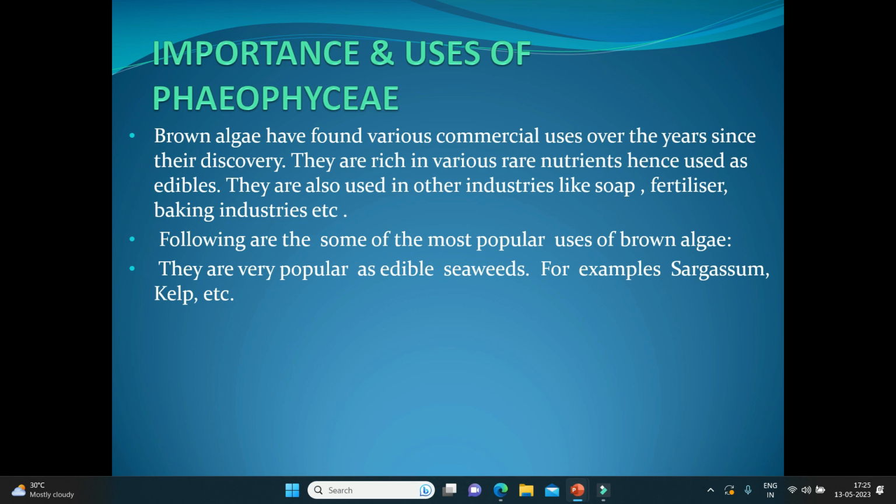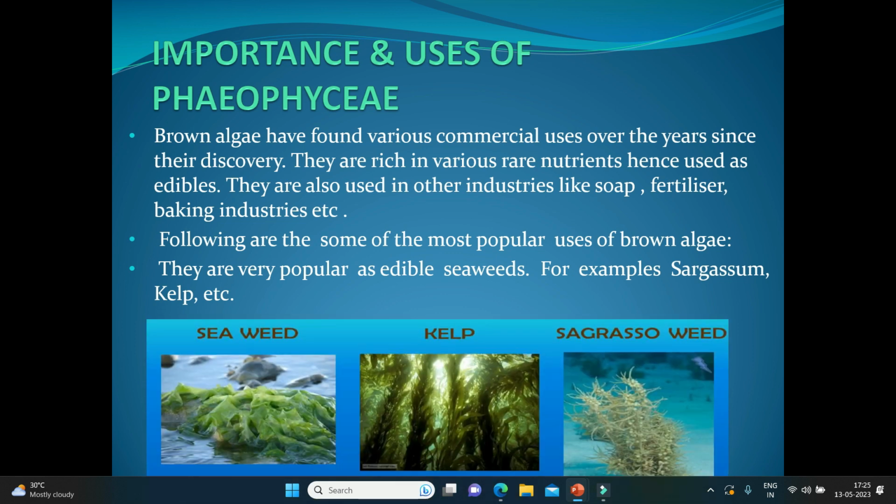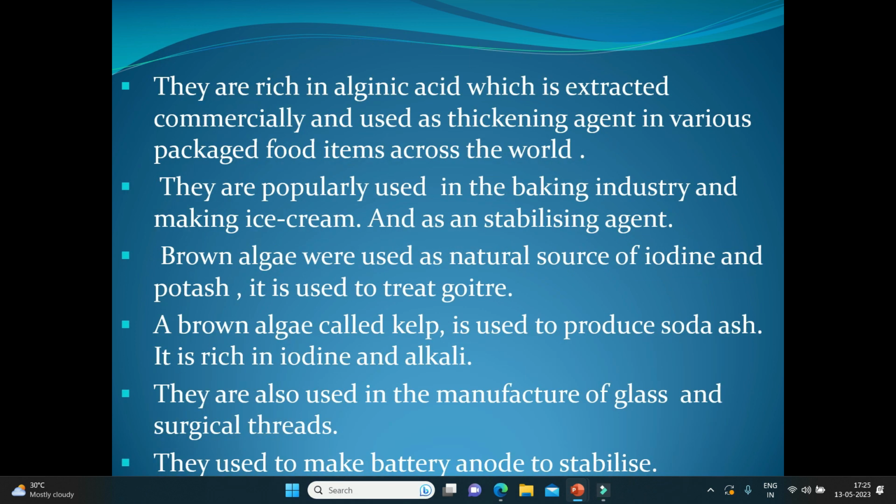And here we can see the popular brown algae: seaweed, kelp, and sargassum weed. They are rich in organic acid, so they are extracted commercially and used as a thickening agent in various packaged food items across the world. They are popularly used in baking industries and in making ice creams, and also as a stabilizing agent.